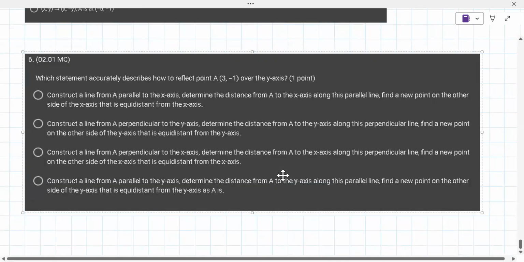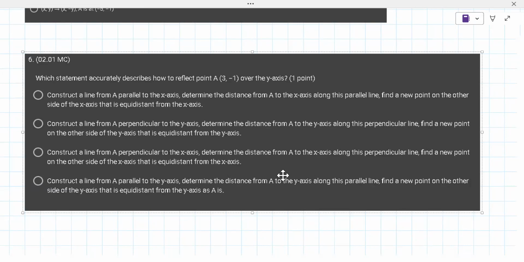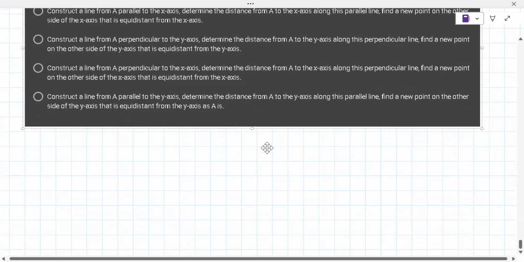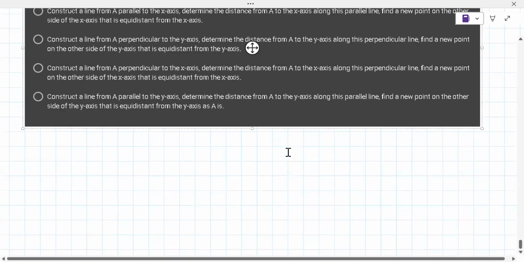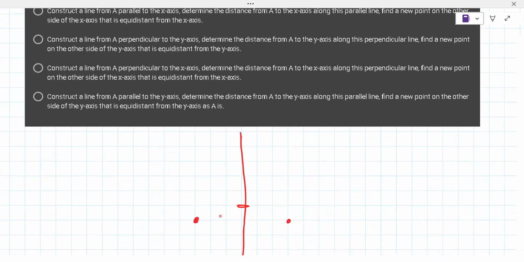Which statement accurately describes how to reflect point A, 3, negative 1 over the y-axis? Construct a line from A parallel to the x-axis. Determine the distance from A to the x-axis along this parallel line. Find a new point on the other side of the x-axis that is equidistant from the x-axis. Okay. Wow. So there's a lot of words here. If here's point 3, negative 1, which axis is this? Y-axis. So here's the y-axis, and here's 3, negative 1. So to reflect over it, it's back over here.